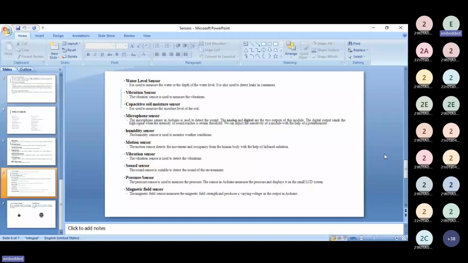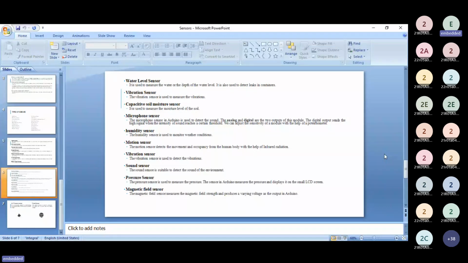The digital output sends a high signal when the intensity of sound reaches a certain threshold. We can adjust the sensitivity of the module with the help of a potentiometer. Humidity sensor: the humidity sensor is used to monitor weather conditions. Motion sensor: the motion sensor detects movement and occupancy of the human body with the help of infrared radiation. Sound sensor: the sound sensor is suitable to detect the sound of the environment.